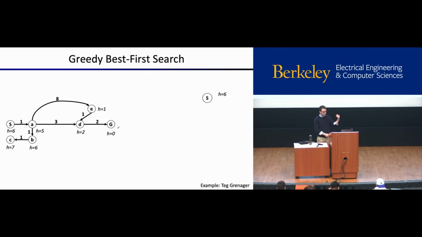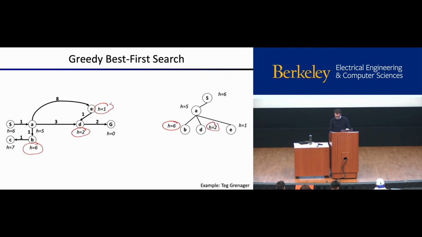All right, so we put it on the fringe, we take it off the fringe, we put its successors on, we do this a couple steps, we get to this place where now we have a decision to make, right? B, D, and E. And what are the values associated with B, D, and E? Well, those are coming from the heuristic, right? So B is over here. It has a heuristic value of 6. D has a heuristic value of 2. And E has a heuristic value of 1.